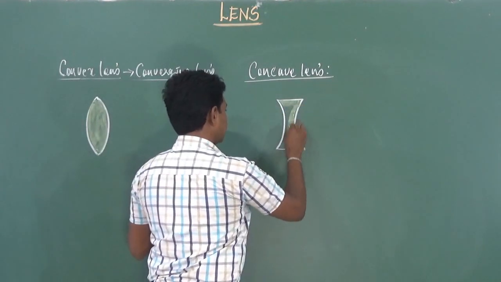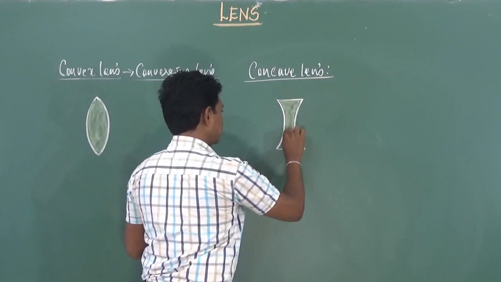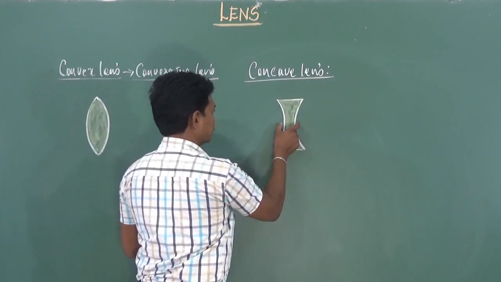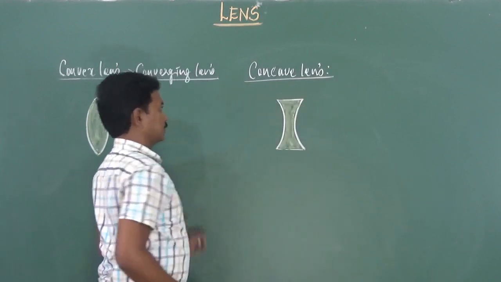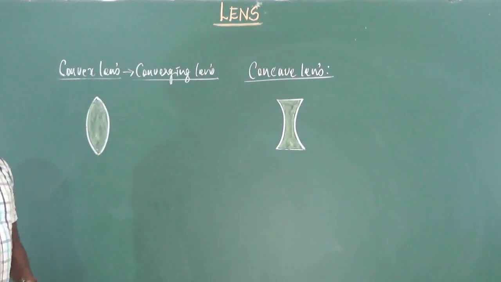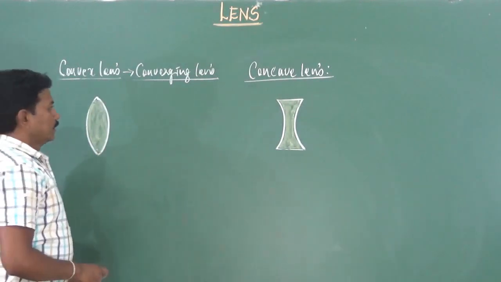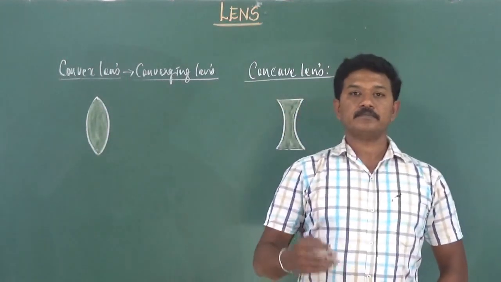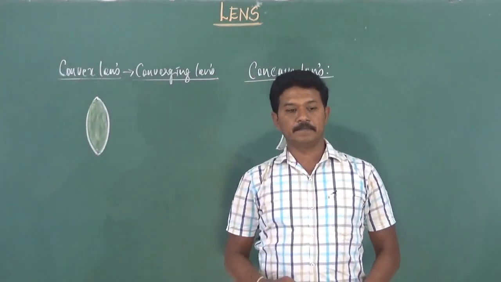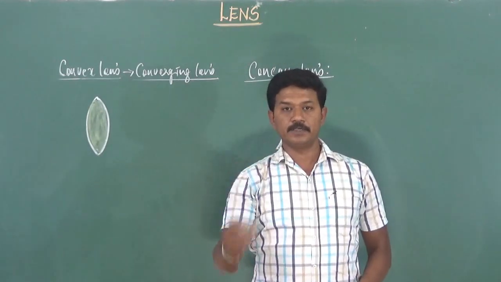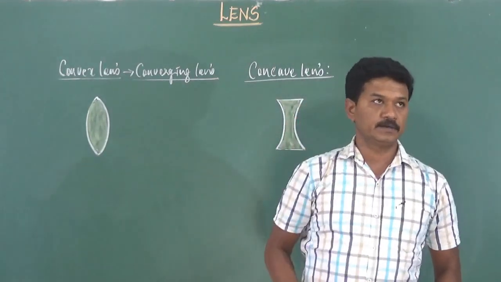So this is a concave lens. You can see here it is thin at the center and thick at the edges. This is a convex lens and that is a concave lens. Now we will go through certain terminologies connected with lenses. These terminologies are very important, and you have to remember them with their definitions.